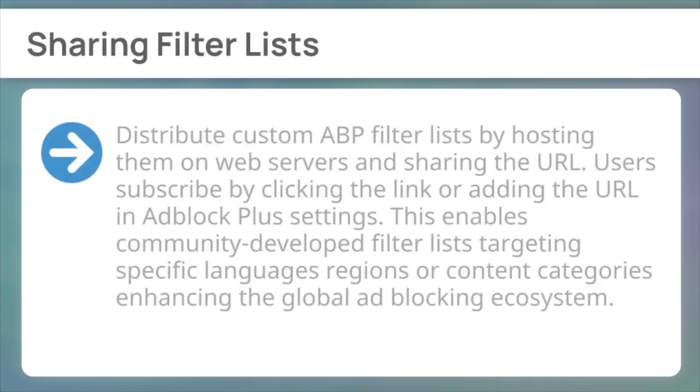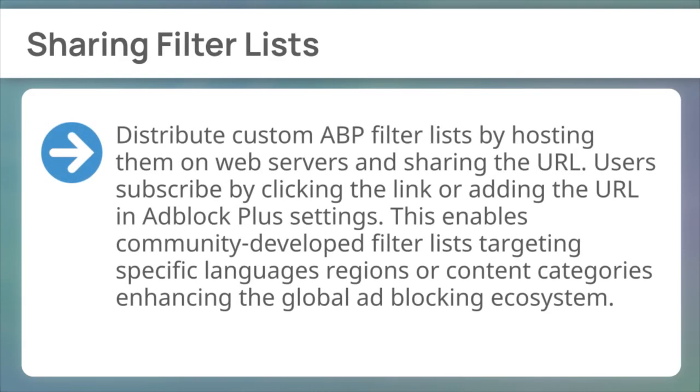Finally, sharing filter lists. Distribute custom ABP filter lists by hosting them on web servers and sharing the URL. Users subscribe by clicking the link or adding the URL in Adblock Plus settings. This enables community-developed filter lists targeting specific languages, regions, or content categories, enhancing the global ad blocking ecosystem.